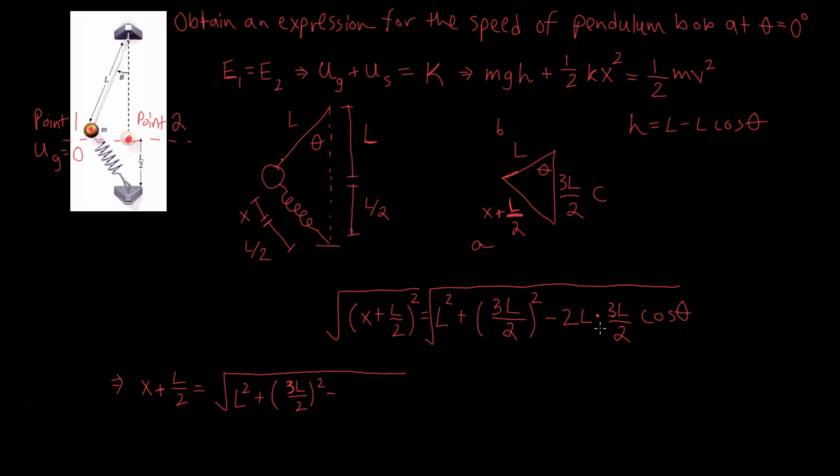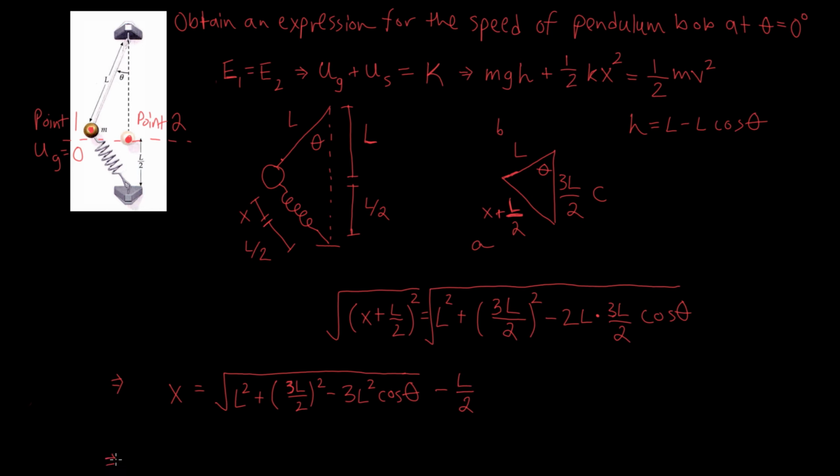And notice how we can simplify this because 2 times 2 divided by a half, those two will cancel out to give us 1, and L times L is just L squared. So we're left with 3L squared times the cosine of theta. Now, in order to isolate x, we would have to subtract both sides by L divided by 2.